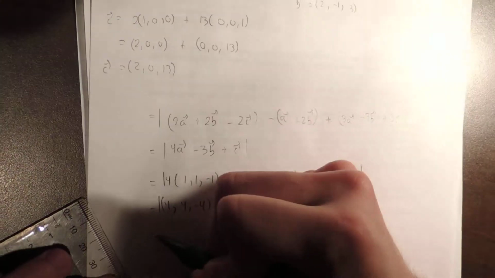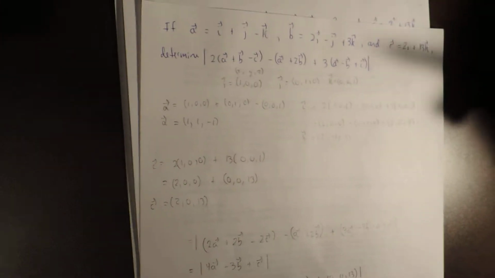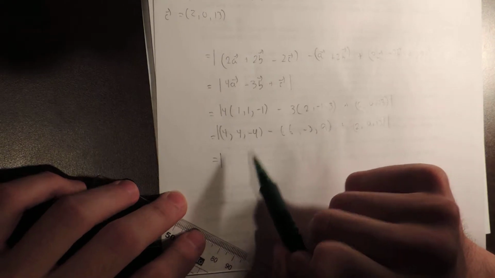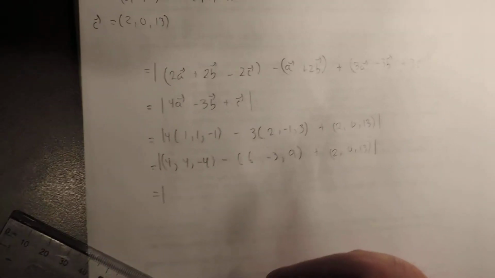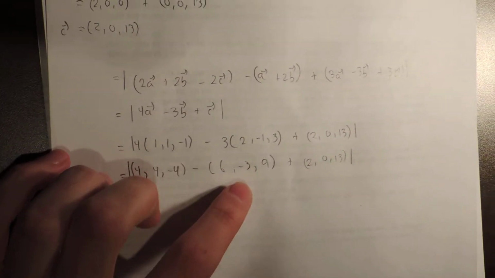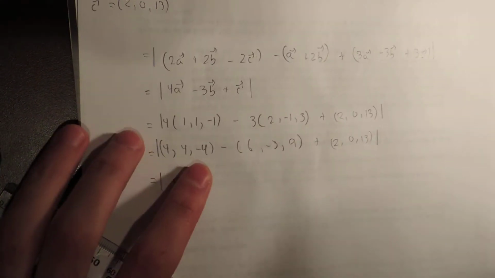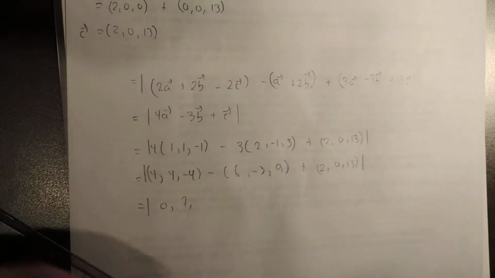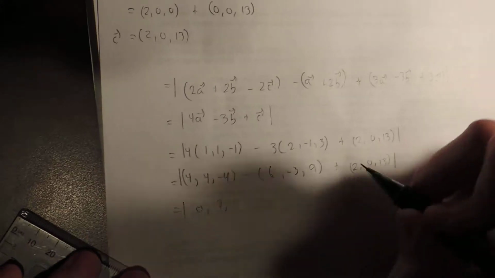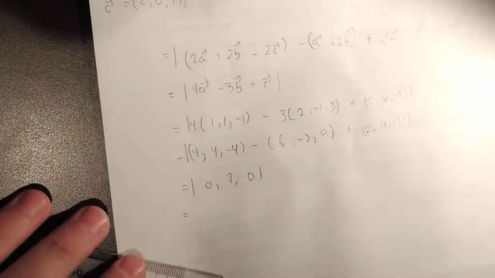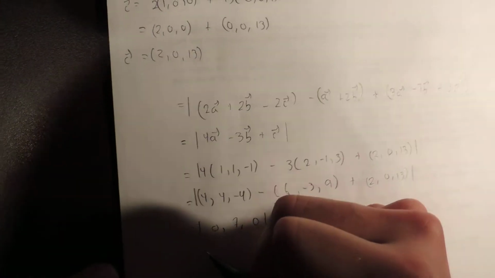And now all we do is simply add or subtract the respective axis. So we'll start with the x-axis. So 4 minus 6 plus 2 equals 4 minus 6 is negative 2 plus 2 equals 0. 4 minus negative 3, so 4 plus 3 equals 7, plus 0 equals 7. And then we do negative 4 minus 9, which is negative 13, plus 13 is 0. So now we need the magnitude of 0, 7, and 0.